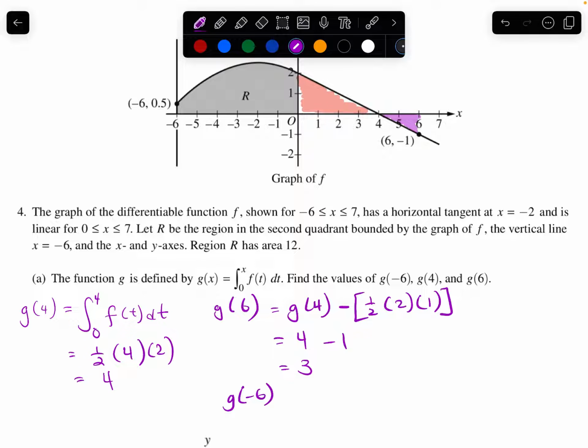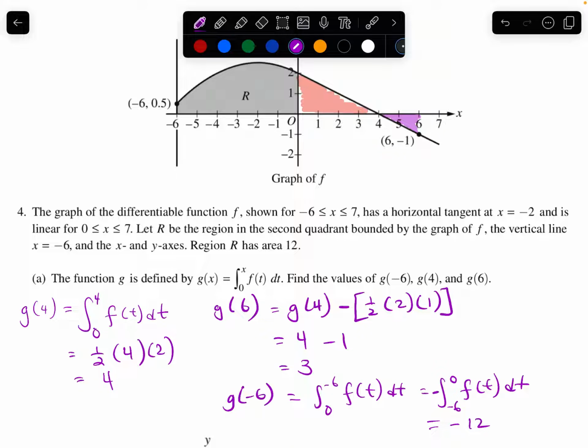So g of -6, let's think about this for a second. This is the definite integral from 0 to -6 of f of t. Since g of x is defined as the integral of this function from 0 to some value x, if we're going to -6, we're actually integrating right to left. If you remember, integrating from right to left is equivalent to integrating from -6 to 0 and flipping the sign, or the opposite of this definite integral, if you will. So the area from 0 to -6 is equivalent to the opposite of the area from -6 to 0. There's no work that we need to show. That's given to us. This is just going to be -12.